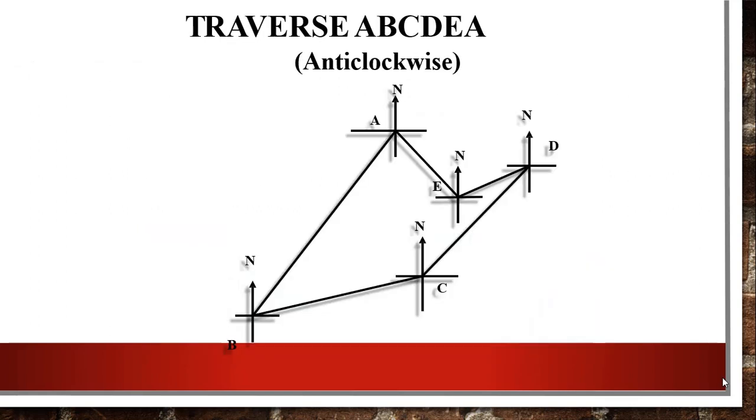So basically this is the overall traverse of A, B, C, D, E. The bearings are measured in anticlockwise direction, that is A to B, then B to C, C to D, D to E and again E to A. This is the example of closed traverse, as the first point and the end point meet at the same point, that is A, right?